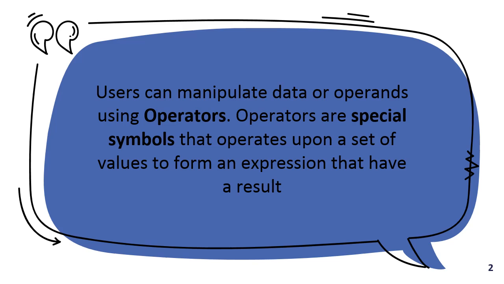For example, we can say 5 plus 6 equal to 11. Here there are two operators: the equal to or assignment operator, and the addition operator, which form an expression and finally give us a result. So that is operators and operands. Operands are the set of values, and operators are special symbols which a user uses to manipulate data.